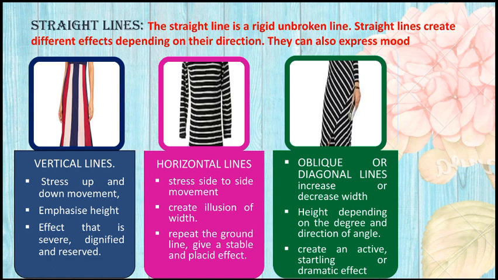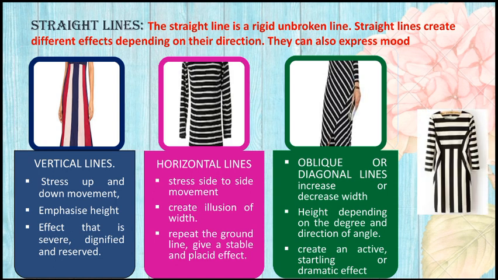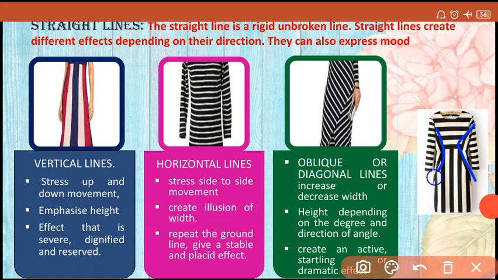The last are the oblique or the diagonal lines. They may increase or decrease the width, which depends upon the height or the angle of the obliqueness, the direction of the line. It creates an active and a startling or dramatic effect, oblique lines. This picture, you can understand very easily the use of horizontal lines, the vertical lines and the angle of the diagonal lines. It gives an impression of a very thin waist.